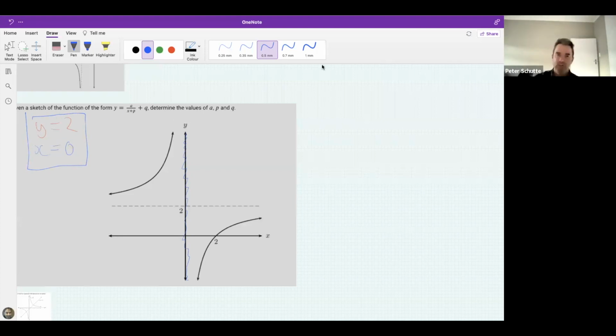So you've got your asymptotes. Now, how can you use that to help you work out what P and Q are? Well, I always think the y is a bit easier. So the y should be 2. The bigger question now becomes, okay, there's an A. What goes at the bottom here? And that's the question I want to ask you guys. What do you think goes in this missing space here?